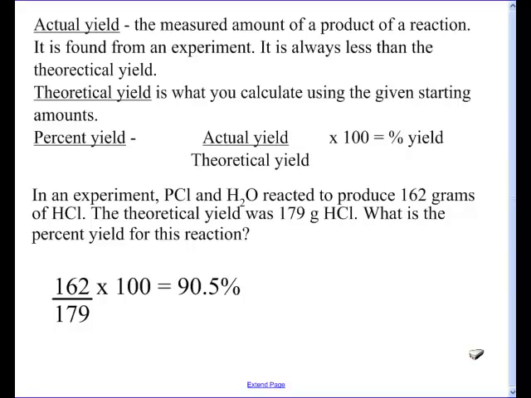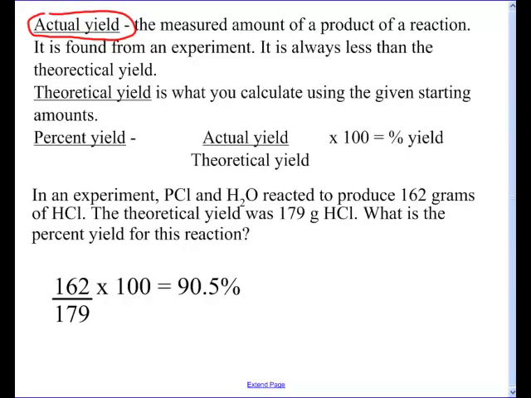All right, welcome to the second half of the 9.2 notes. We're going to finish this section up with a couple terms. Here's a new term, actual yield. What actual yield is, is the amount of product that you acquired when you ran the reaction.